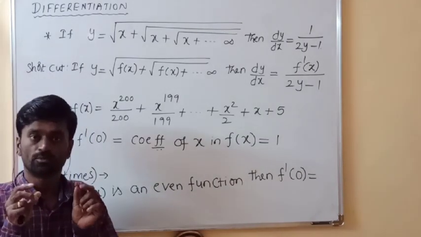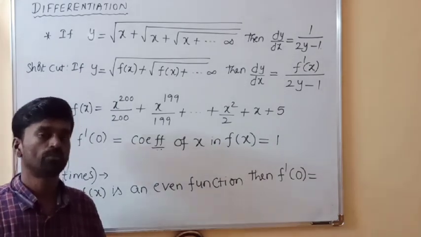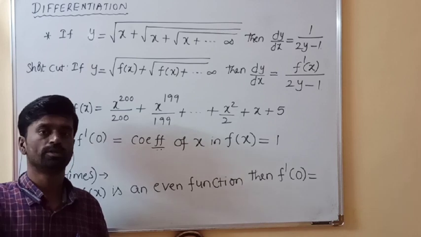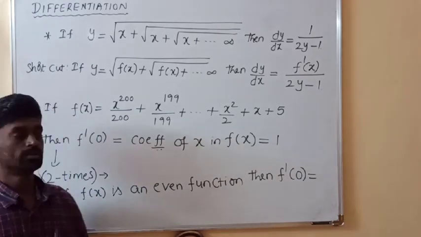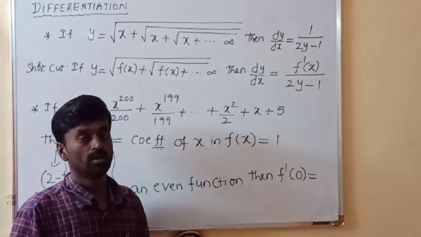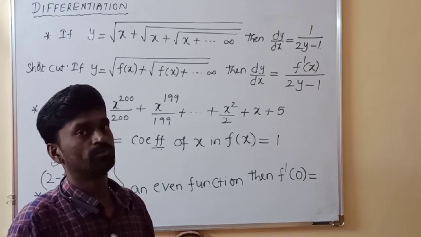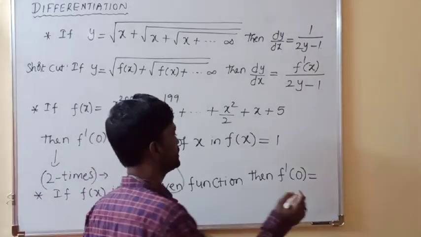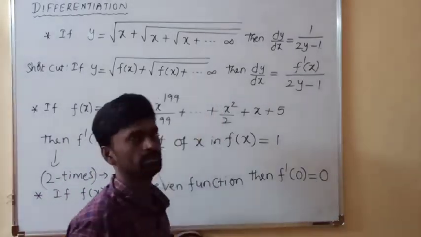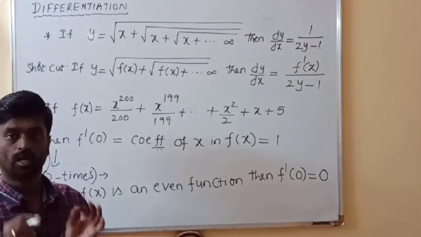Suppose the odd function is defined at x is equal to 0, then the value of the odd function at x is equal to 0 is always 0. So here, as f is an even function, f dash x is an odd function. As f dash x is an odd function, at 0 the value is 0 only. So f dash of 0 is what? 0. So it is just a conceptual question.